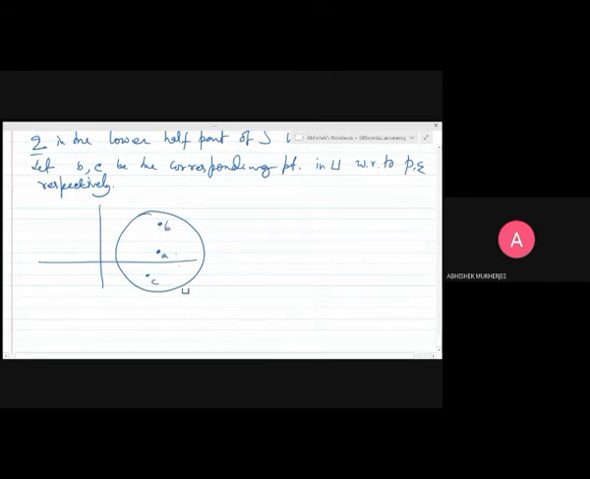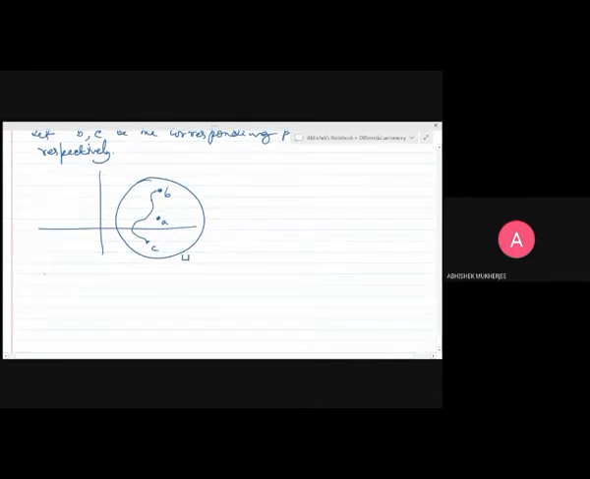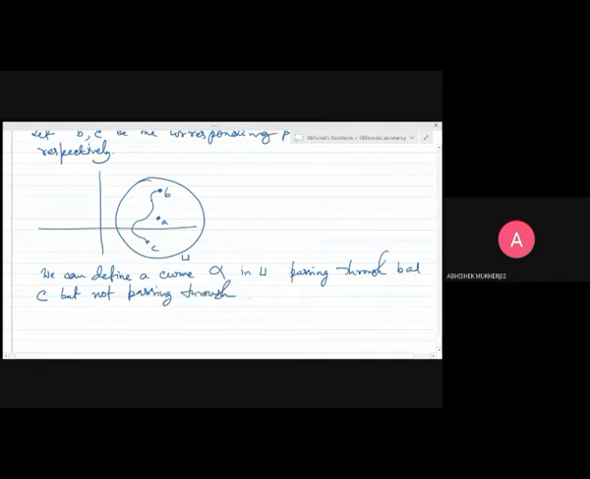Since U itself is path connected, you are going to have a path, this way, missing the point A. So we can define a curve or path in U passing through B and C, but not passing through A.